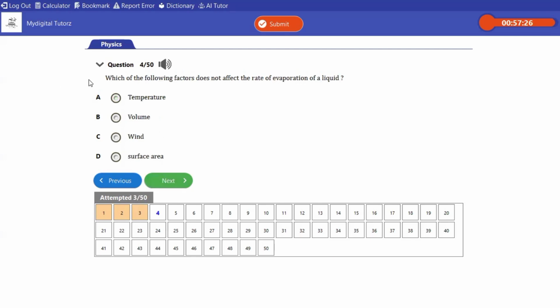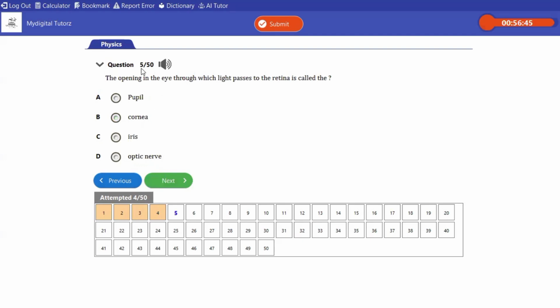So moving on, question 4 says, which of the following factors does not affect the rate of evaporation of a liquid? A, temperature, B, volume, C, wind, D, surface area. Temperature, wind, and surface area affect the rate of evaporation. The higher the temperature, the higher will be the rate of evaporation. The higher the amount of wind, then the higher will be the rate of evaporation, and the exposed surface area also affects the rate of evaporation. So the only factor that does not affect the rate of evaporation here is volume. Volume of the liquid does not affect the rate of evaporation. I hope we are together.